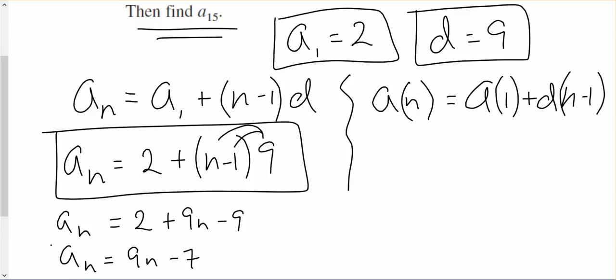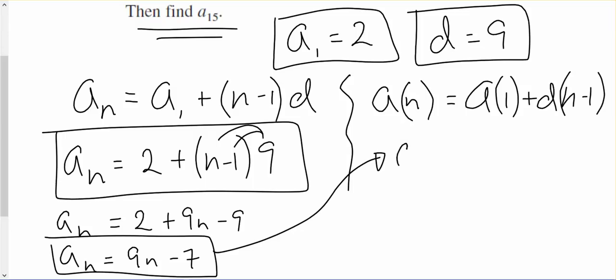Negative 7. So our rule is a sub n equals 9n minus 7. So what are we going to do? We're going to use this rule, a sub n equals 9n minus 7.